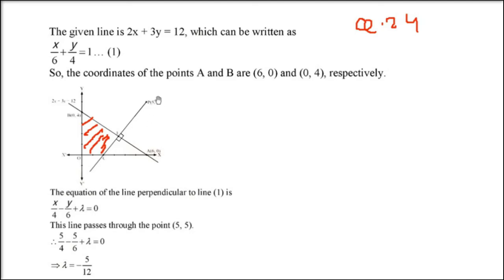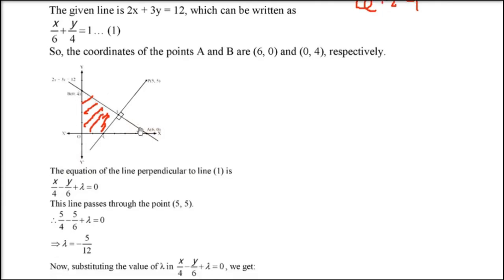So first, see, there is a line 2x plus 3y equals 12. If you put x equals 0, you get y as 4, so (0, 4). If you put y equals 0, x will be 12 by 2, that is 6. So the line intersects the x-axis at (6, 0). These two points are known now.